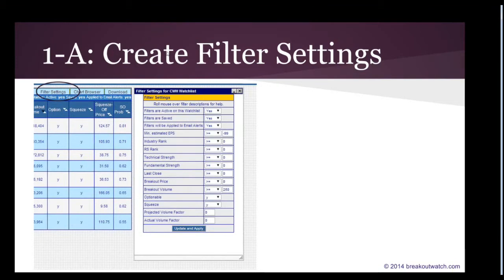So the first step is to create a filter setting. Let me see if we've got any questions here. Okay. The filter setting, you go to the filter setting that's above the list. You click on that, and you're going to get a pop-up that looks like this. I want to make the filters active on this watch list.